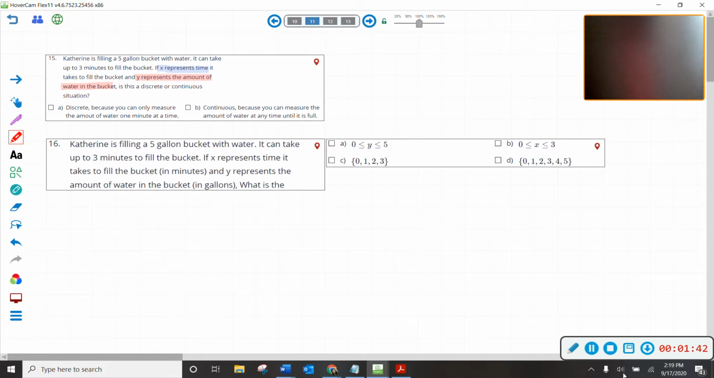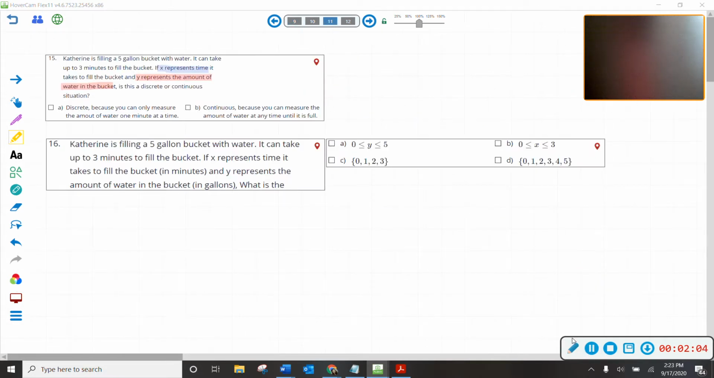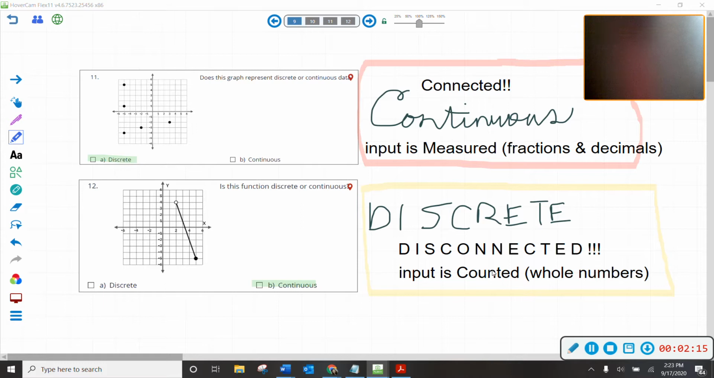So recall, there we go, I wanted to make sure it was nice and organized here. Remember that in continuous situations, we can measure the input, so that's using fractions and decimals. That means we can cut it into parts. And discrete, our input is counted. We're going to use whole numbers. We're not going to divvy up into parts. I was specific and I said input, aka X. So since my X is time, am I going to count my time using whole numbers, or can I measure time using fractions and decimals?